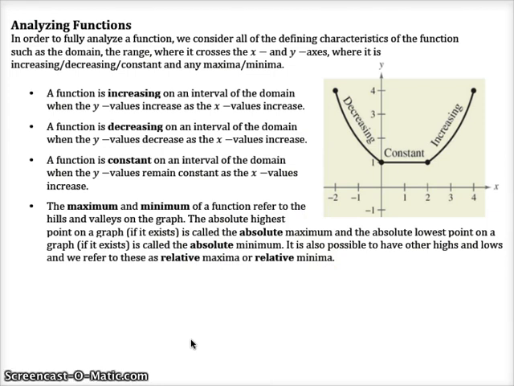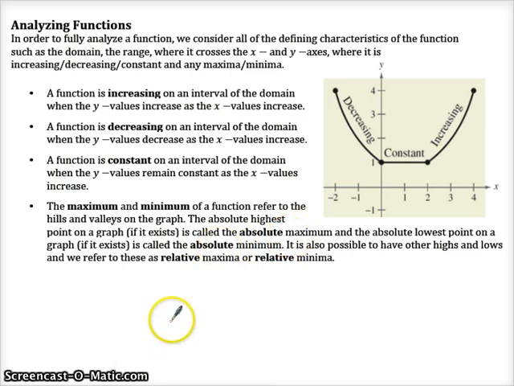The thing that's going to be kind of interesting, or maybe surprising about this, is when do we talk about maximum and minimum? Maximum and minimum function refer to the hills and valleys of the graph. The absolute highest point on the graph, if it exists, sometimes it doesn't, because it could go up to infinity, is called the absolute maximum, and the lowest point on the whole thing is called the absolute minimum.